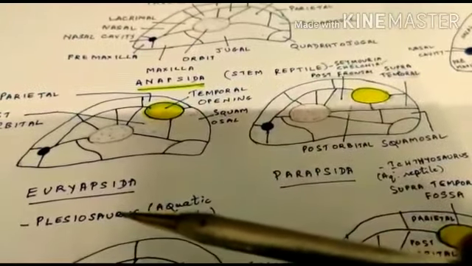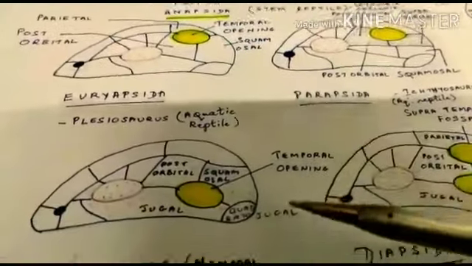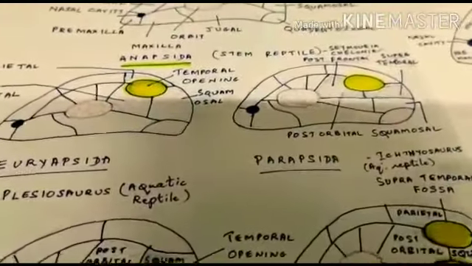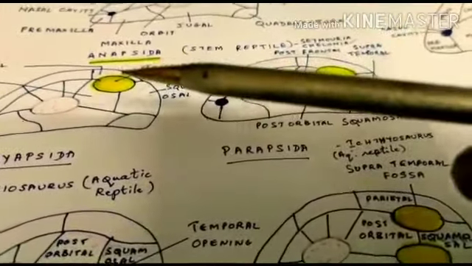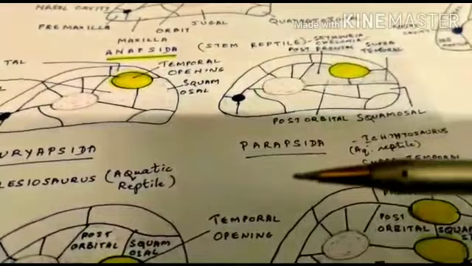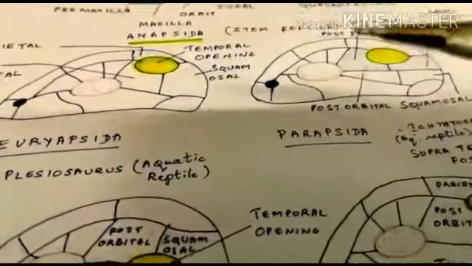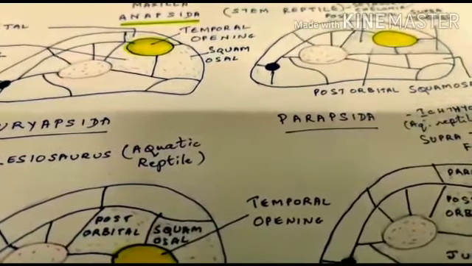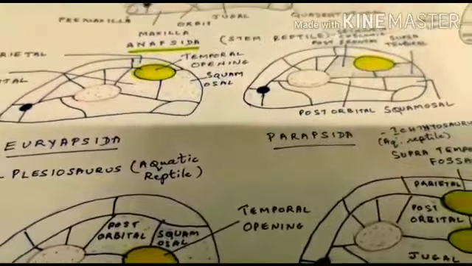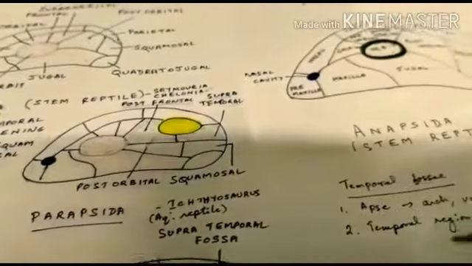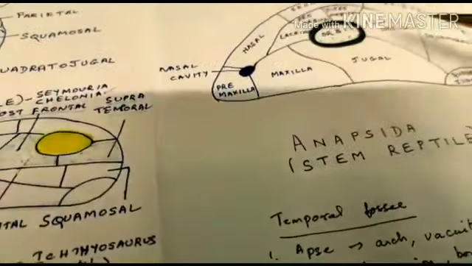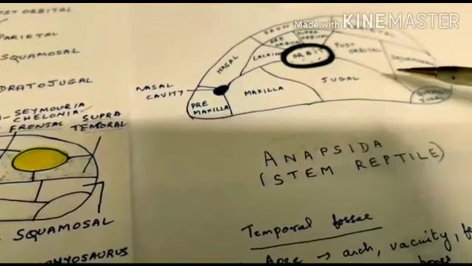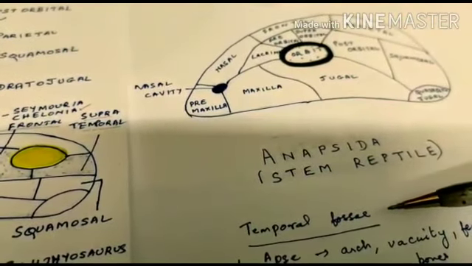The next one is the euryapsid skull, parapsid skull, synapsid, and diapsid. Thus, there are 5 types of skulls. And in all these, you will notice the word apse: parapsid, synapsid, anapsid. So, what does this apse mean? Apse means a hole or a fenestra or a vacuity. And if the vacuity or the hole happens to be in the hind end of the skull, in the temporal region, it is called a temporal fossa.